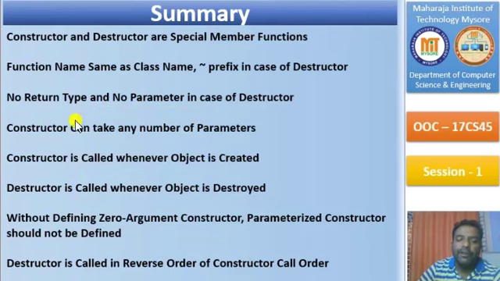The constructor is called whenever the object is created. The destructor is called whenever the object is destroyed. Without defining a zero argument constructor, as I mentioned, a parameterized constructor should not be defined. Keep this in mind. The destructor is called exactly in the reverse order of the constructor call order. This is what you should know about the constructor and destructor.